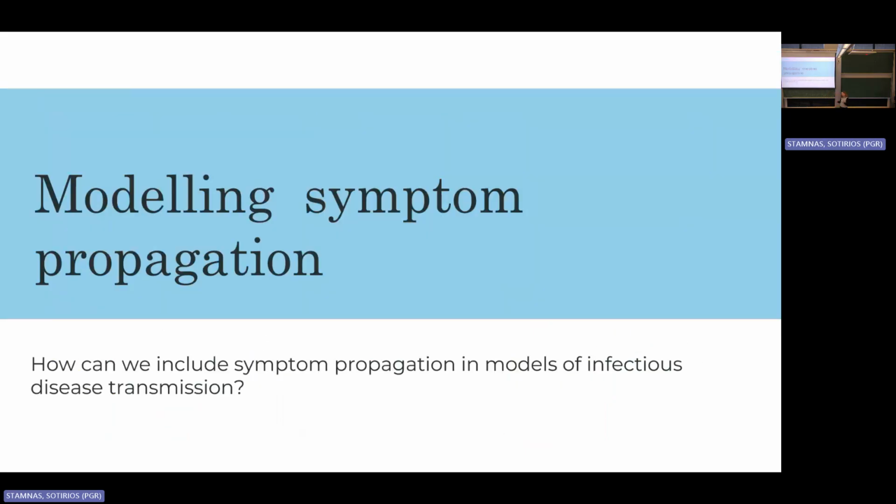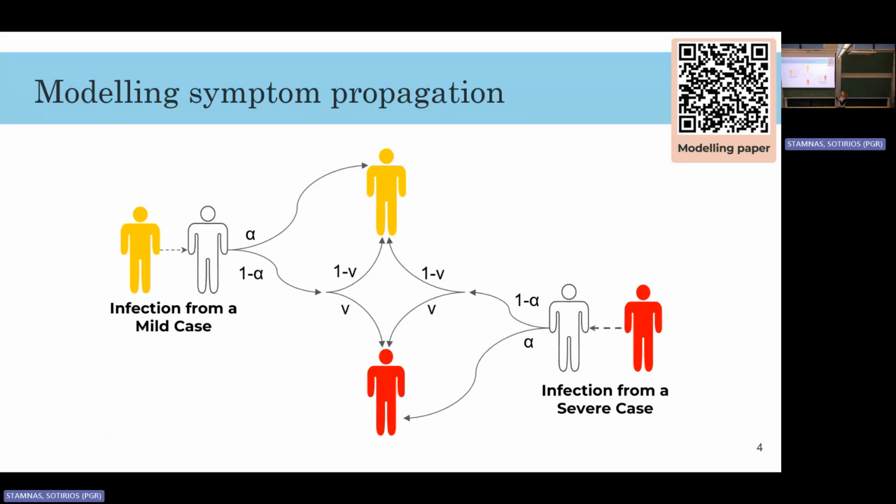Before we start looking at some data, first we've got to think about how we can include symptom propagation in our models. This is the overall probability model. We have two parameters here: an alpha and a nu. The alpha parameter completely controls the symptom propagation, so we call this the strength of symptom propagation. With probability alpha, you always copy the symptom severity of the person who infected you. And then with probability 1 minus alpha, you revert to an underlying baseline probability of severe disease. So if alpha equals 0, this returns to the standard epidemiological two-severity model.